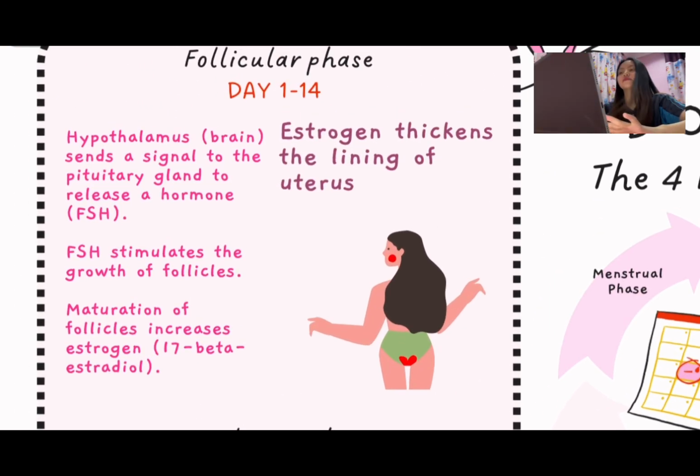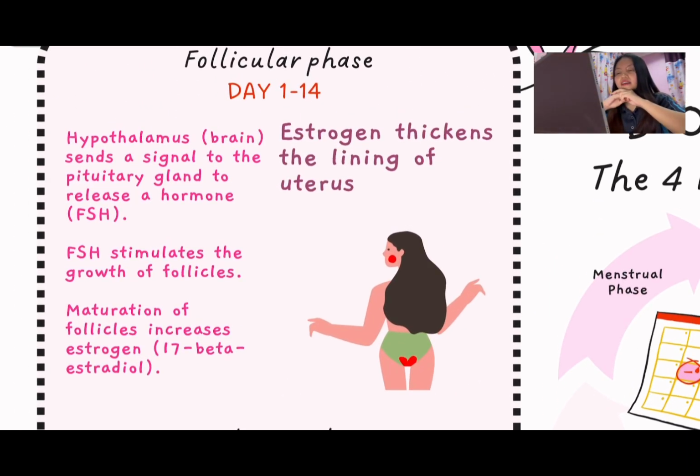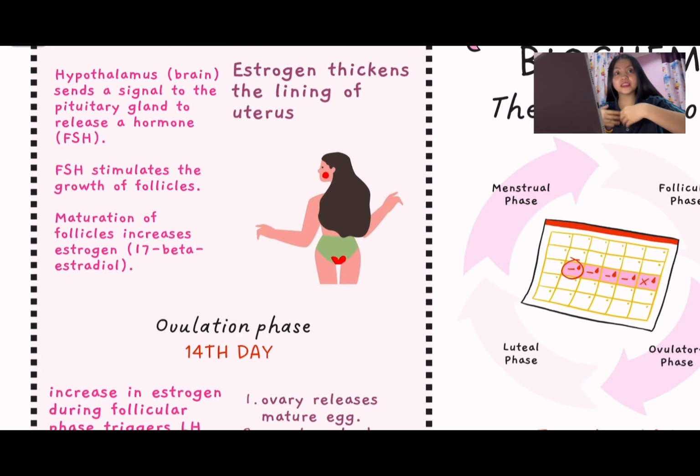So, the follicular phase begins when the hypothalamus sends a signal to the pituitary gland to release a hormone called follicle-stimulating hormone, FSH. This FSH will stimulate the growth of the ovarian follicles. As the follicles mature, they will produce increased levels of estrogen, specifically 17-beta-estradiol. The function of estrogen in this phase is that it helps to thicken the lining of our uterus. The follicular phase will reach the end when we begin to ovulate.